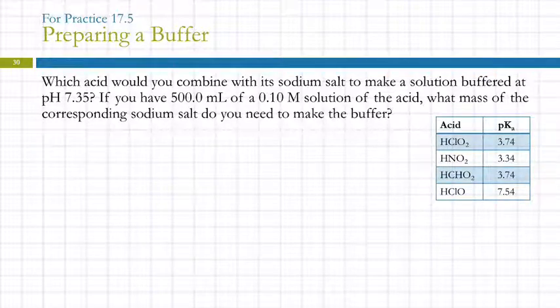Well, we're going to choose the acid based on looking at the desired pH. The desired pH is 7.35. So is hypochlorous acid going to work? 3.74? No. This is far too low. The pKa is far too low from the desired pH. This one's also too low. The only one that's even close, that was chlorous acid. This is hypochlorous acid. 7.54. That is within 1 of 7.35. So this is the acid we want to use.